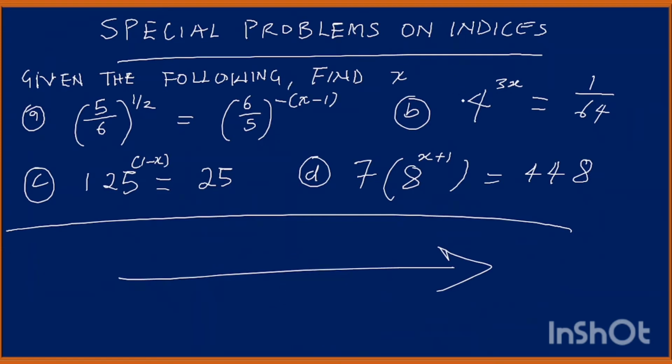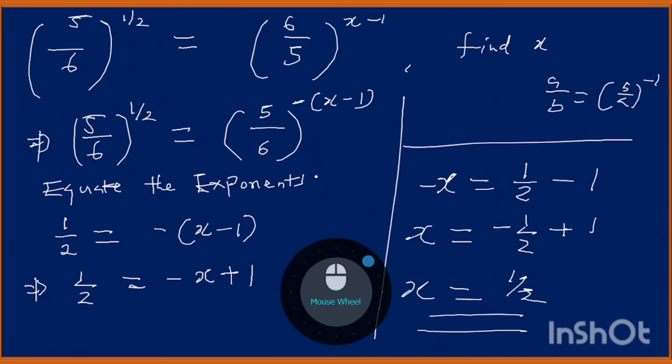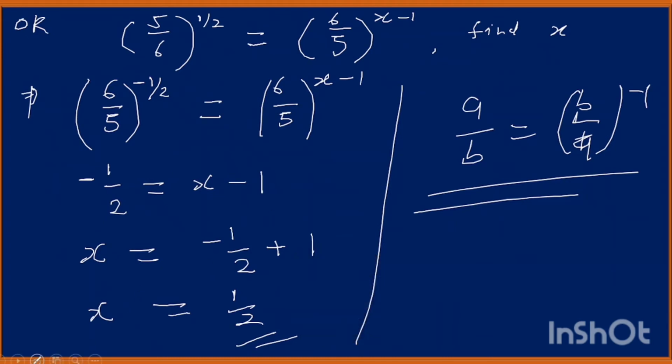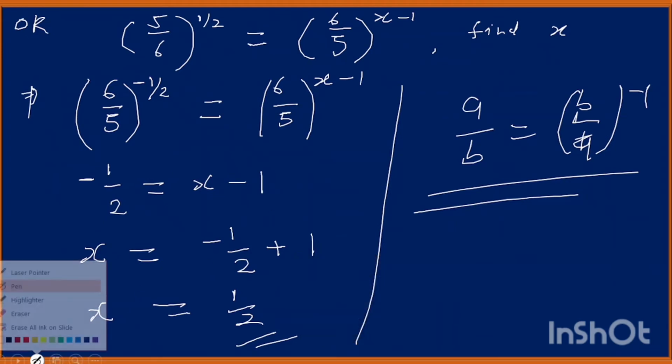So the next question is 4 to the power of 3x is equal to 1 divided by 64. So let's do that as fast as possible. I'm going to clear this. So let's say we have that. So we have the next question, which is 4 to the power of 3x is equal to 1 divided by what? 64. So let's solve this as fast as possible.